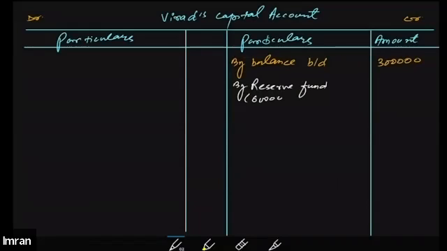60,000 is the amount of reserve fund. It will be distributed in the ratio 5:3:2. So we will be getting 5 by 10. That means 30,000.